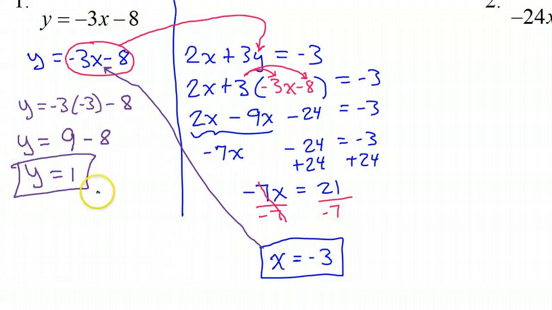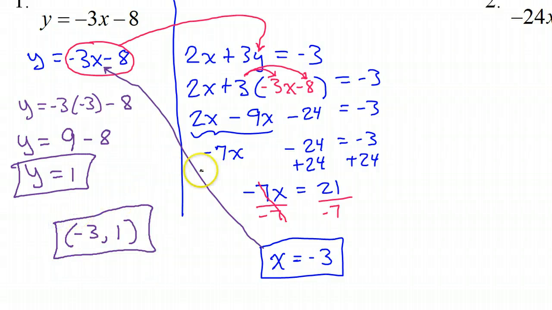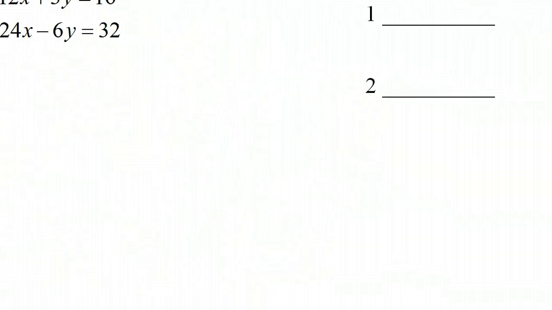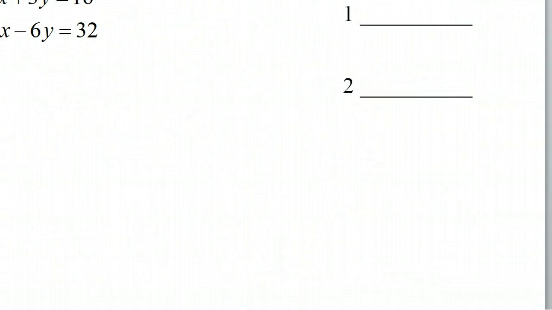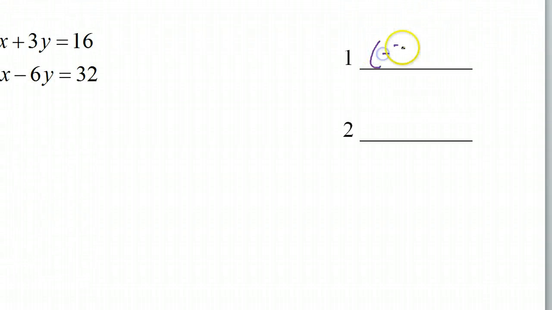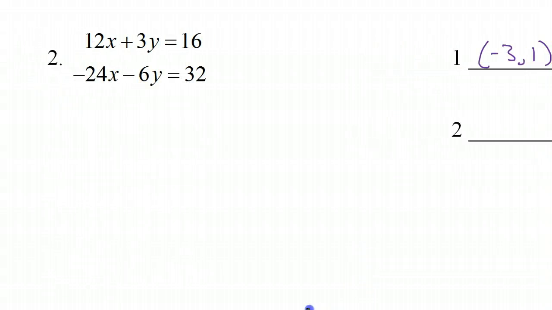So now I've got my x and my y. If I want, I can write that as an ordered pair, -3, 1. Alright, so that is the solution to problem number 1. And so on my answer line, I would go ahead and write it as an ordered pair, -3, 1. Alright, now let's take a look at number 2.